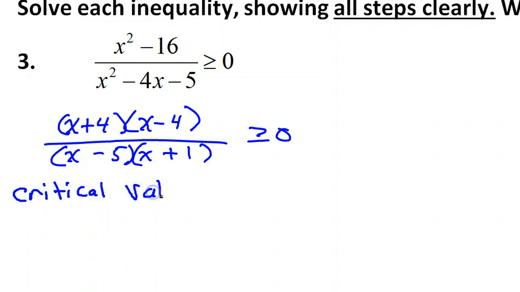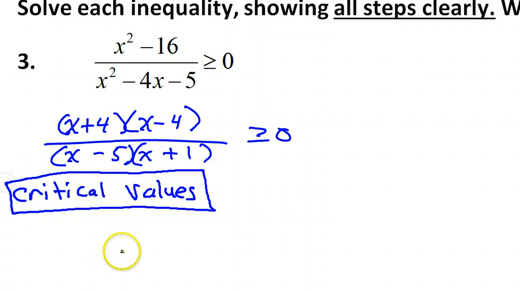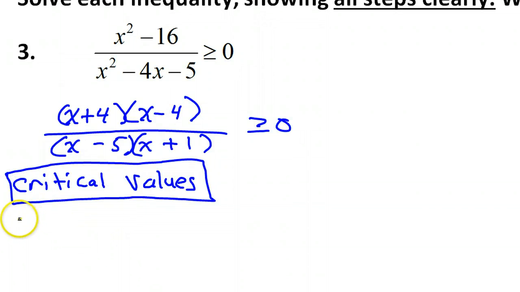So it's time to go ahead and talk about the critical values. Alright, the critical values are your zeros and your excluded values. So let's start with the zeros. The zeros of the function are going to come from the numerator, setting the numerator equal to 0. Because, you know, the denominator is not allowed to be 0. So the only way this function is going to ever equal 0 is if the numerator is 0. So we can just go straight to that.